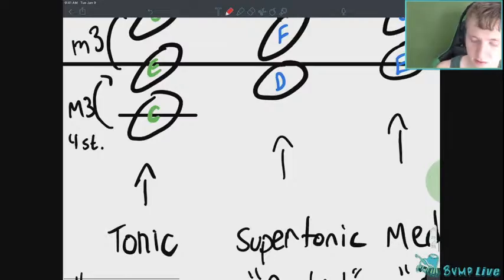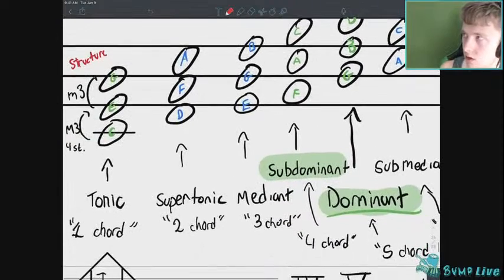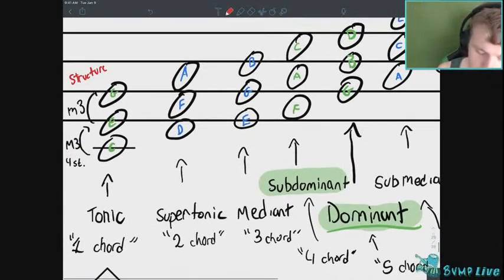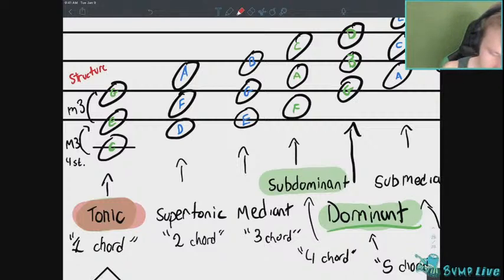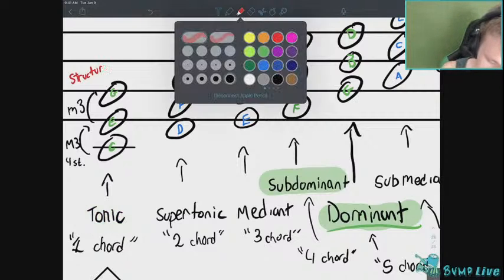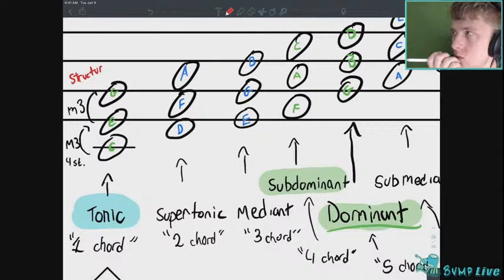And then down here, I have some names of the chords. I'll get into a little bit of what these mean, but the most important function we can have for a chord is this one right here, the tonic. Let me highlight it in a color. Let's say a nice light blue. So this is what we would call our tonic key, or our tonic chord. And tonic essentially means the 1 chord.